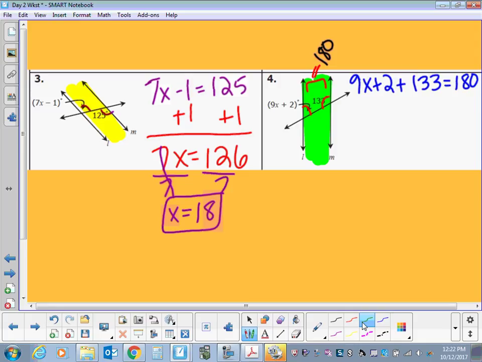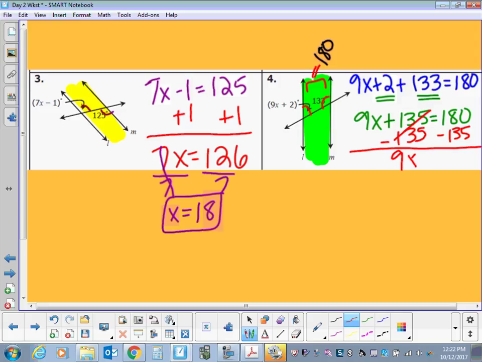All right, what should I do first? Combine like terms. So I have 9x plus 135 is equal to 180. Then what, Charlie? Subtract 135. Are you confused, Carla? Yeah. How did you get 135? 2 plus 133. Because it was 9x plus 2 plus 133. All right, what's 180 minus 135? 45. All right, so x is what, Ronaldo?